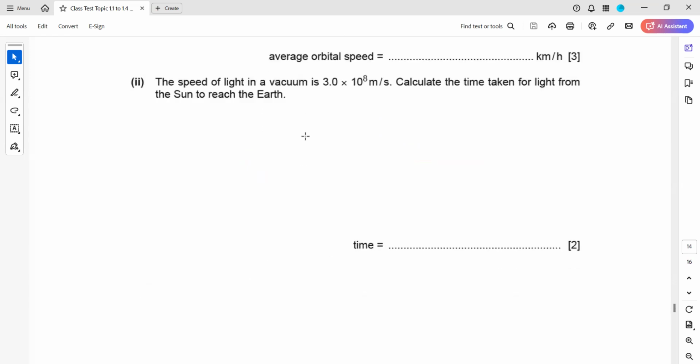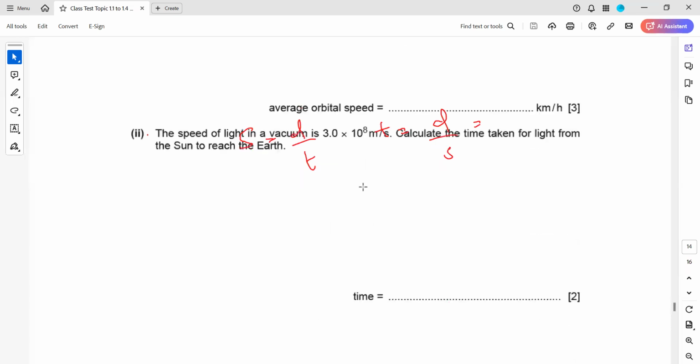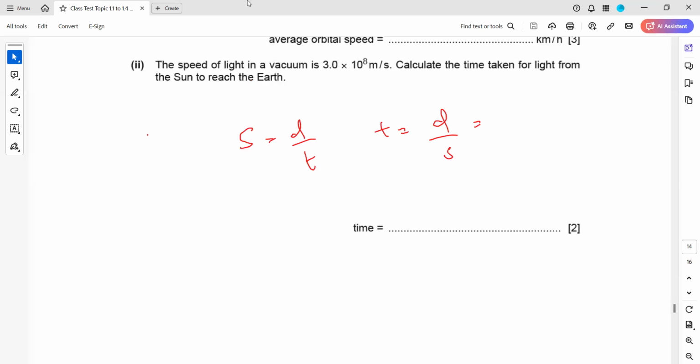Then the speed of light in a vacuum is 3 into 10 to the power 8. Calculate. So we again use the formula, speed is distance over time. So time is distance divided by speed. The distance is given in the question, the distance between the sun and earth, 1.5 into 10 to the power 8. But that is in kilometer.